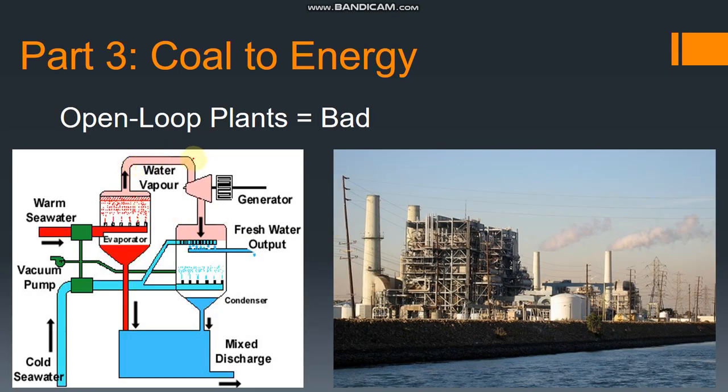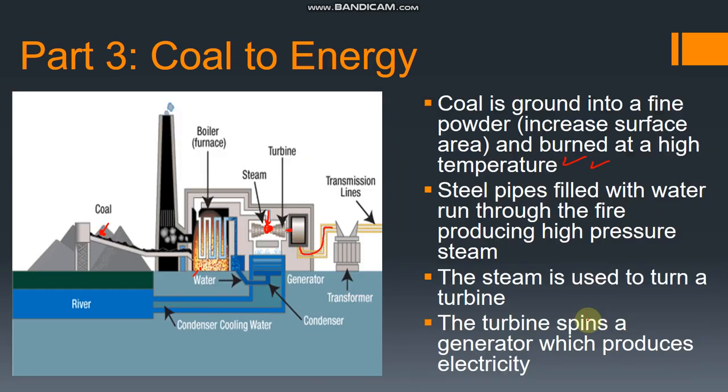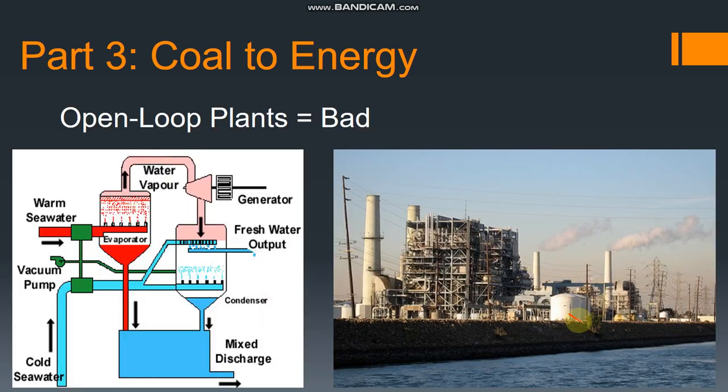Now, there are two types of plants out there. The first type is called an open loop plant, and that's not all that great. For example, let's just say this process takes place, what I just mentioned to you, and after the steam is used to spin a turbine, that steam is then condensed back to water. And sometimes that condensed hot water is discharged back into a river or a lake, and that could decrease the dissolved oxygen rates of that body of water.